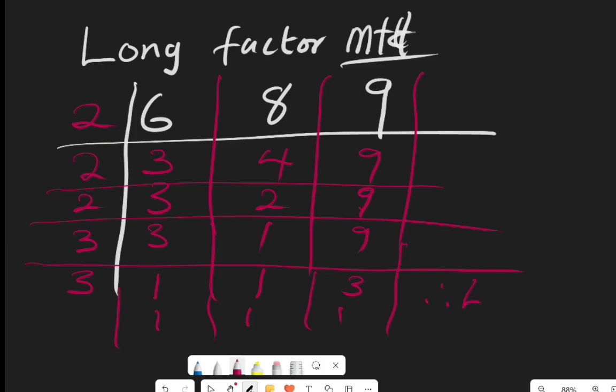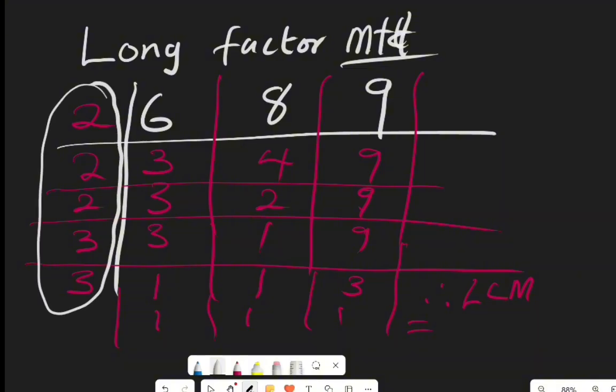Therefore, the LCM is equal to, we pick all the factors here, which will give us 2 times 2 times 2 times 3 times 3, which will give us 72 as the answer.